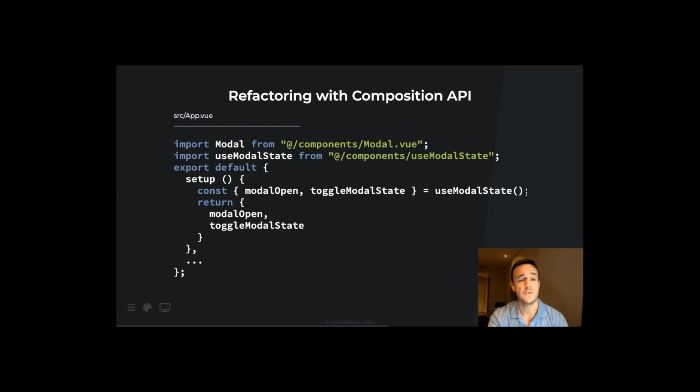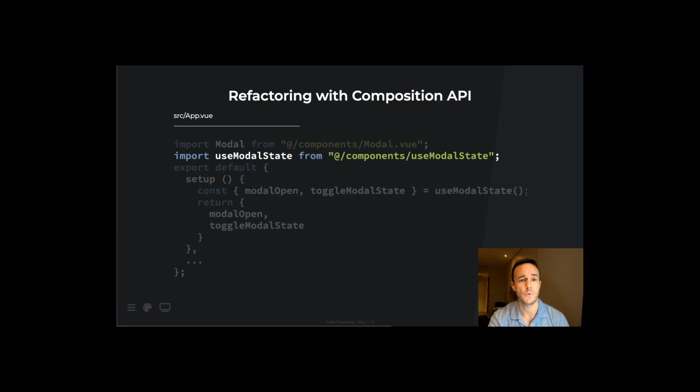So going back to app.vue, what we want to do now is import this useModalState module that we just created. Then we still want to have a setup method in our component, but we're going to grab the state and the method from that module file that we just created, and we can make them available to our root component template.